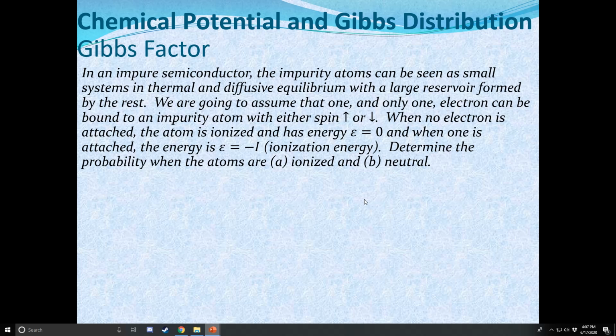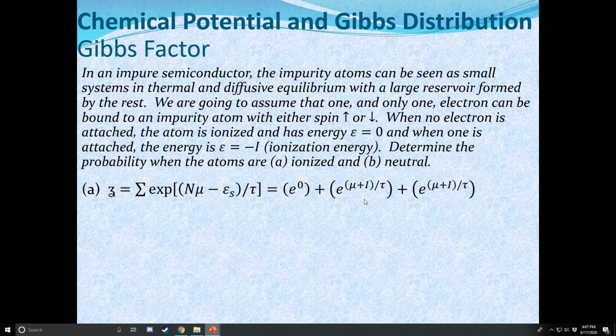All right, so first step, we want to come up with this Gibbs sum. With the Gibbs sum, we end up having this. So we can either have no electron attached, and then an electron attached with spin up, and an electron attached with spin down. So we end up having this.